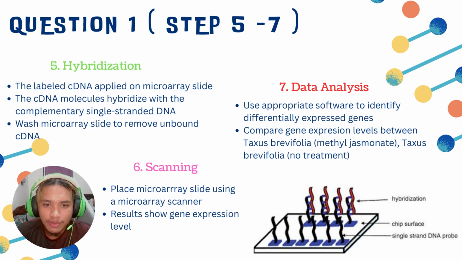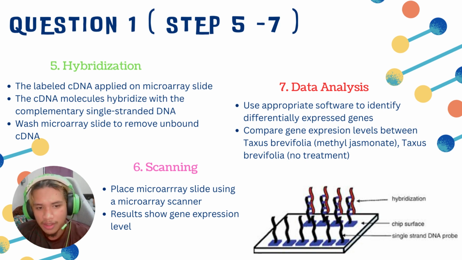Now let's continue with step 5, which is hybridization. The labeled cDNA is applied on microarray slides. Then the cDNA molecules hybridize with the complementary single-stranded DNA. Wash the microarray slide to remove unbound cDNA.